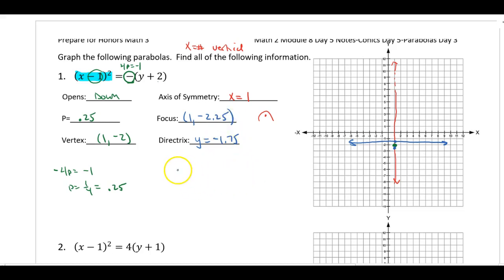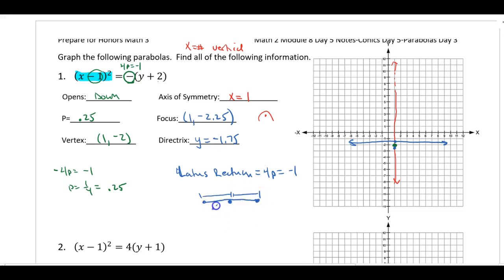Now, my latus rectum, right? Remember, your latus rectum is 4p, which in this case is negative 1. Now remember, the latus rectum gives you the width of your parabola. So, right now, if I look at it, if my focus is here, and the length of this latus rectum is 1 unit, right? The length of this is 1 unit.